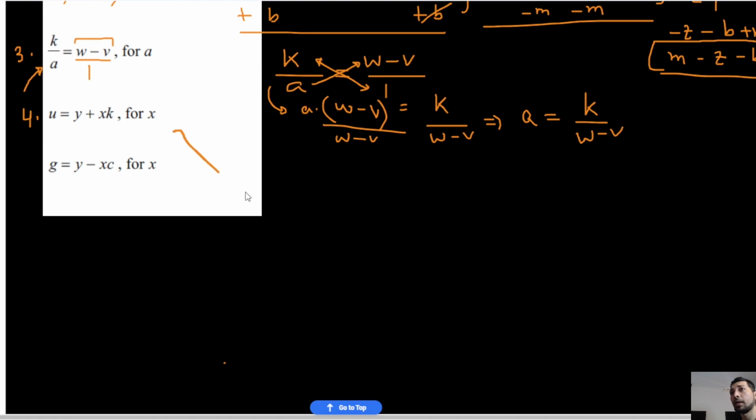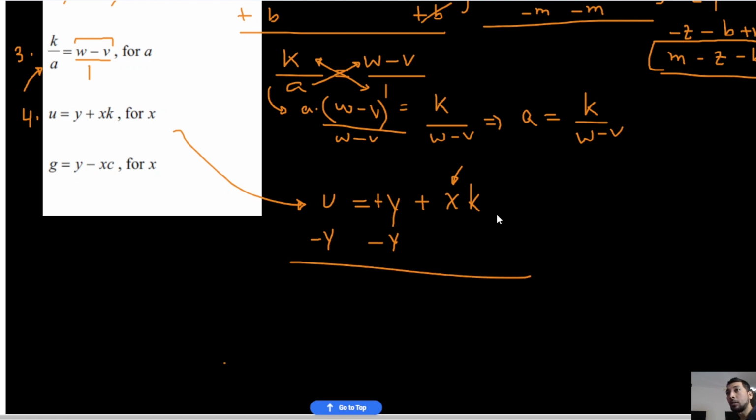Let's look at number 4 right here. For number 4, we have u equals y plus x times k. Here we need to isolate this variable x. So first we get rid of this whole term y. So we subtract y from both sides. Y subtraction because there is a positive sign right in front of y. So now we have u minus y equals xk.